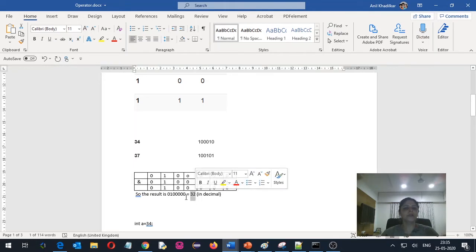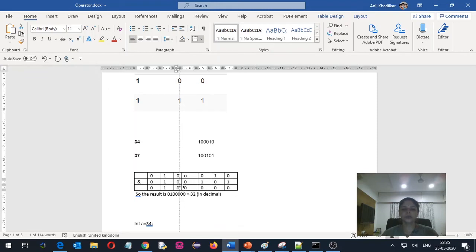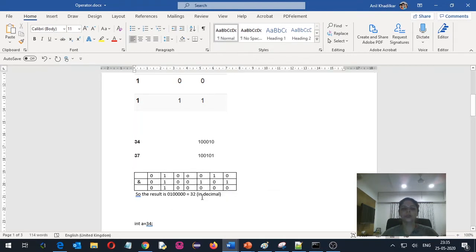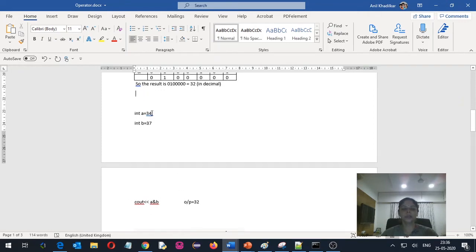So we are getting the result as 0 1 and remaining all zeros, which is equal to 32 in decimal. If we want to convert this binary number into a decimal number, then each bit we have to multiply: 0 into 2 raised to 0, 0 into 2 raised to 1, 0 into 2 raised to 2, 0 into 2 raised to 3, 0 into 2 raised to 4, and 1 into 2 raised to 5. So the answer will become 32. So if we use 34 and 37, we will get the answer 32. If we write code like this, int a is equal to 34, b is equal to 37, and cout a and b, then we are going to get the output 32.